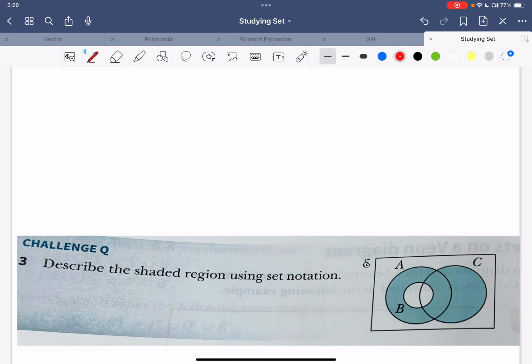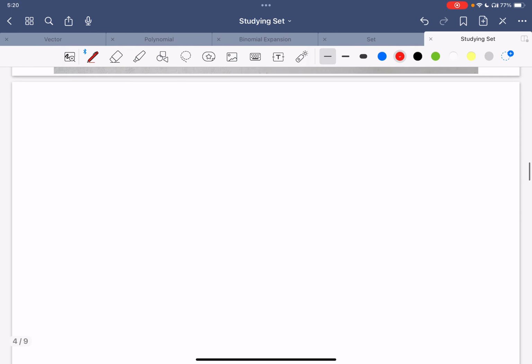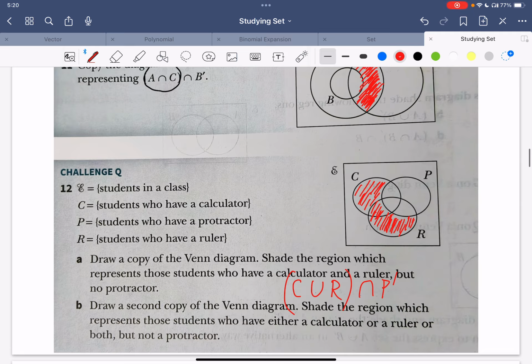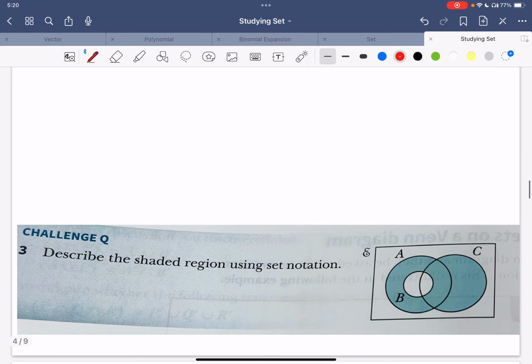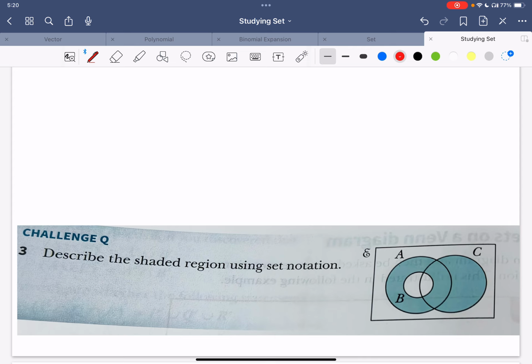Now we can do the question in the opposite way. In this type of question, we draw a Venn diagram. But in this one, the Venn diagram has already been drawn. Then by inspection, we need to find out the set notation. It's very obvious, right?